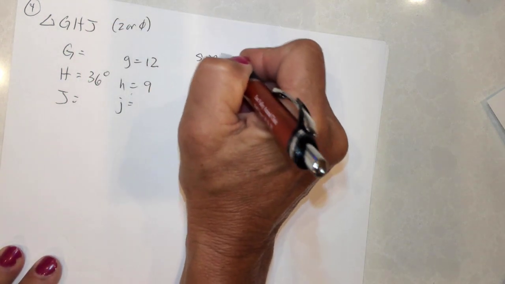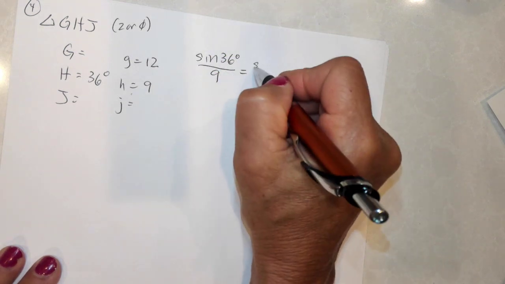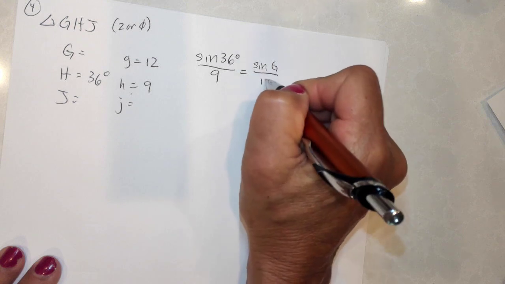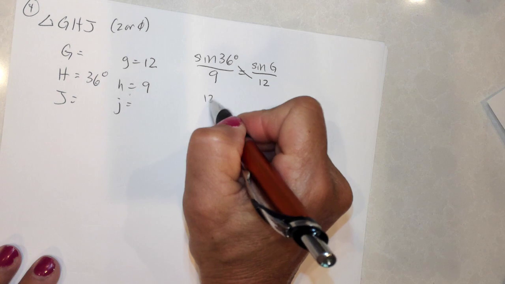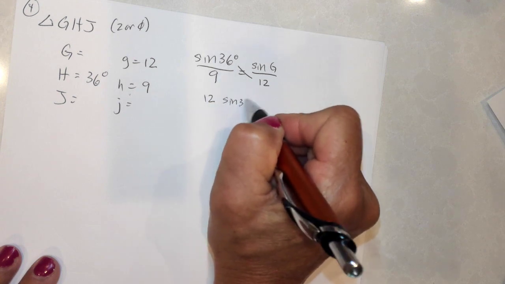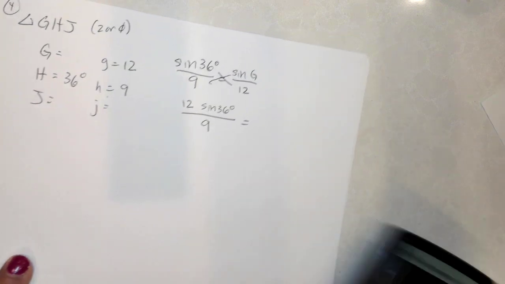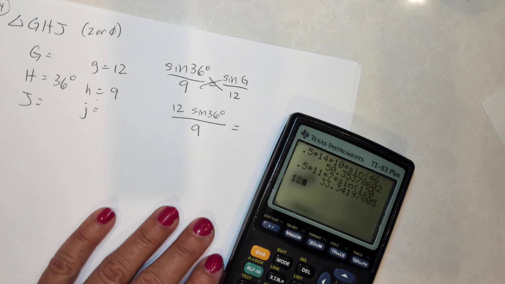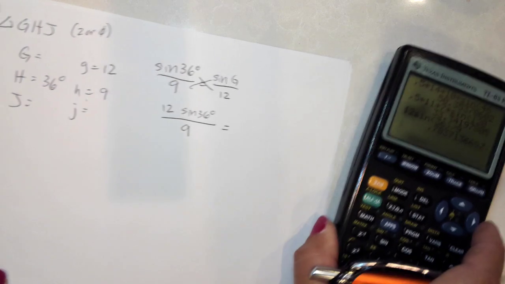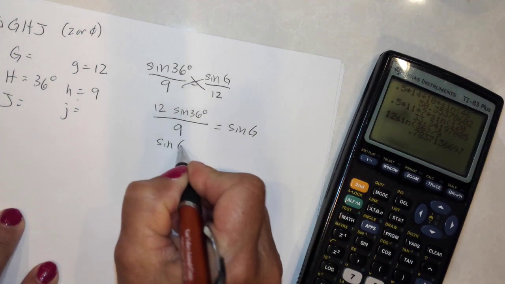So I'll set up sine of 36 over 9, because I always use the given one, and then I'll do the sine of g over little g, because that's all I know. So I'll do my cross multiplying, so I'll have 12 times the sine of 36, and then I'm going to be dividing by the 9. You can write it all out if you'd like to, but I'm going to skip some of those steps for time's sake. So 12 sine 36 divided by 9. Now keep in mind, that is going to be giving me the sine of g.